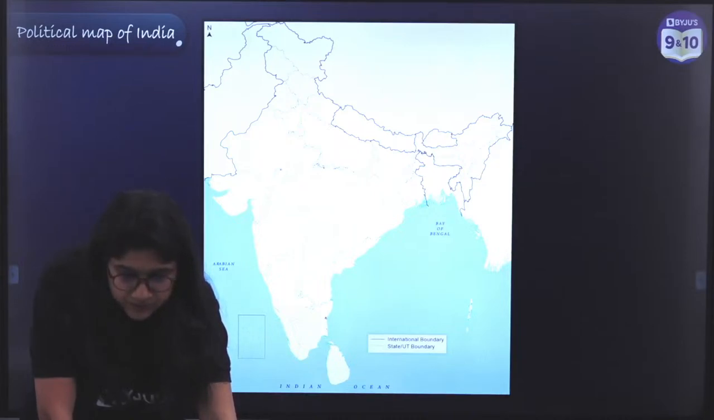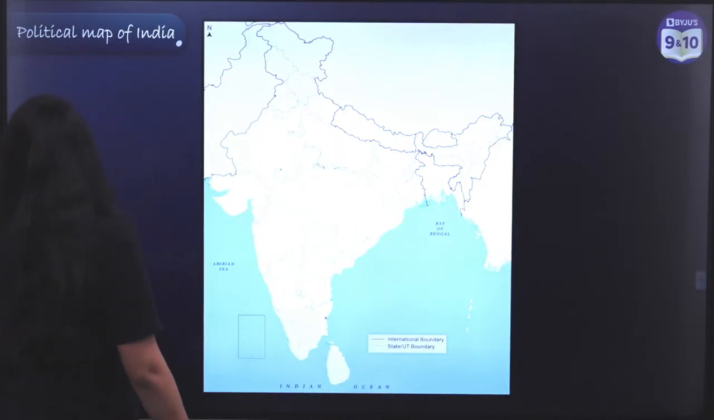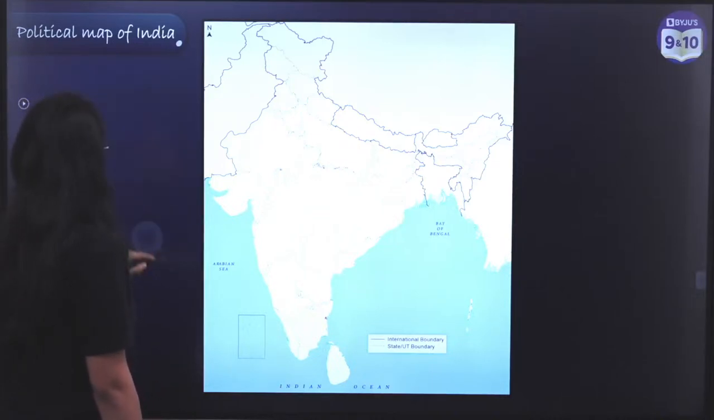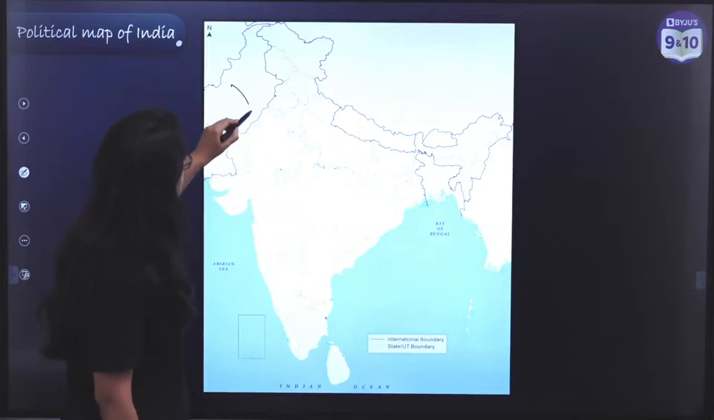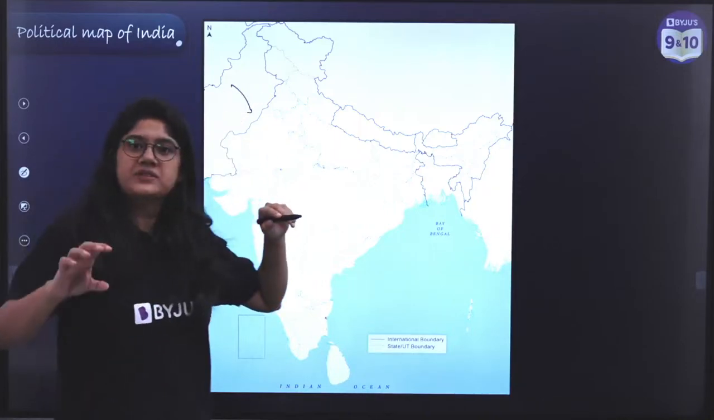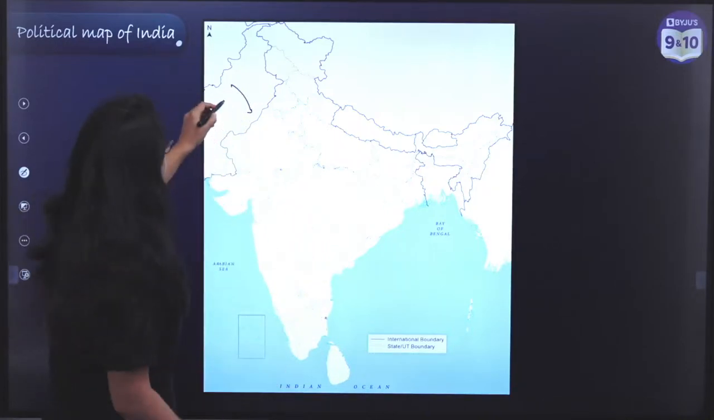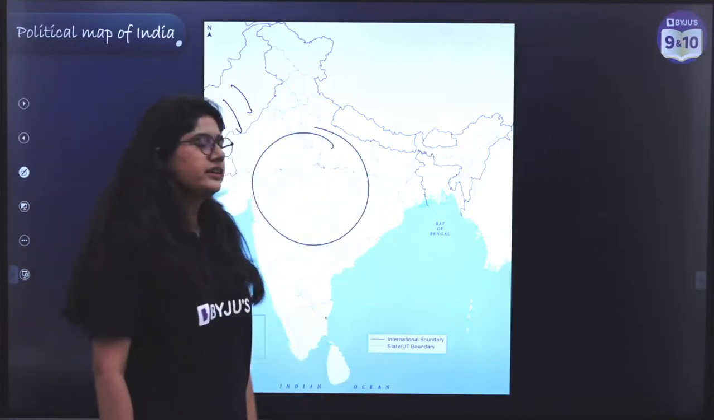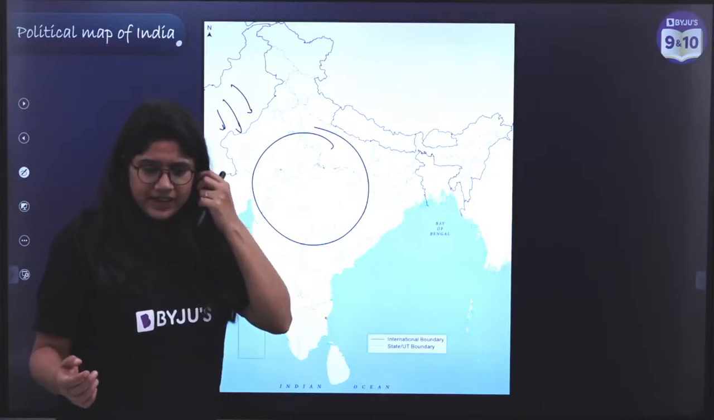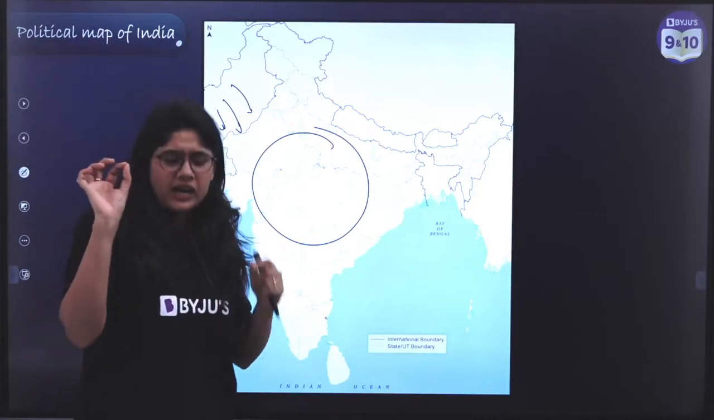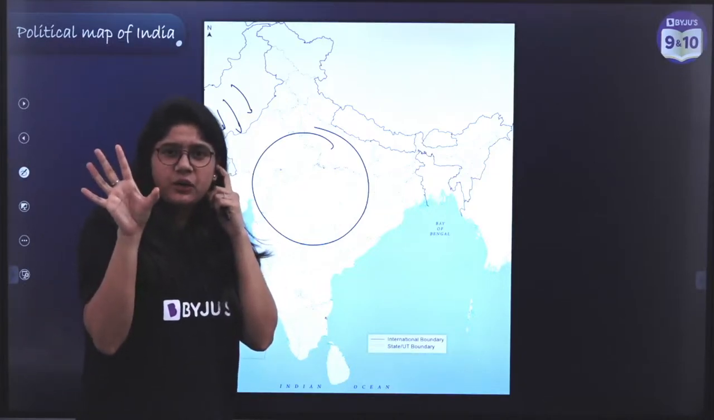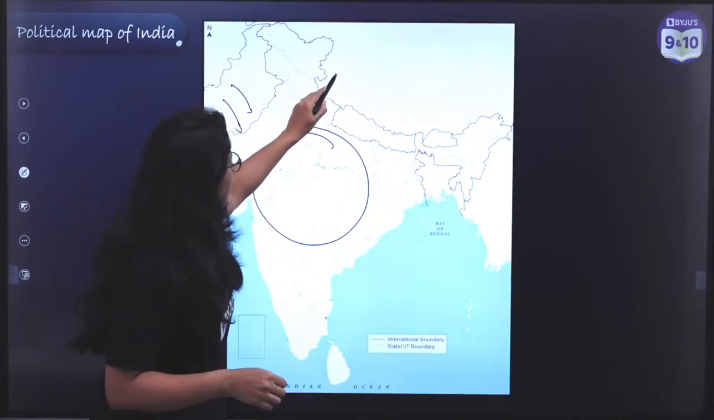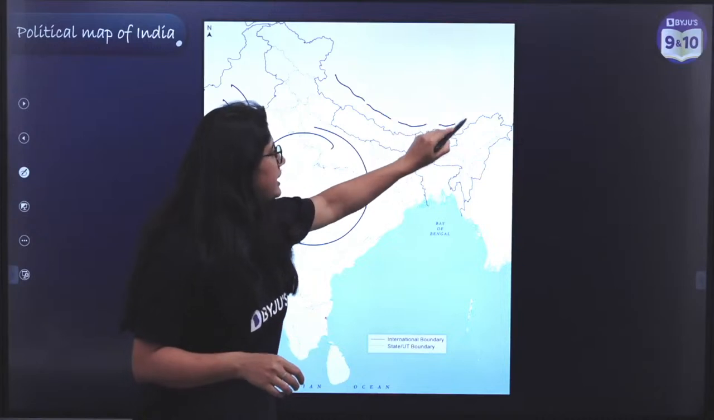See, if you look over here, in the political map the darker boundaries represent the international borders. And these light boundaries are the state boundaries. Maybe you will have a little difficulty seeing because it's white, but of course you can see it. These are international boundaries.